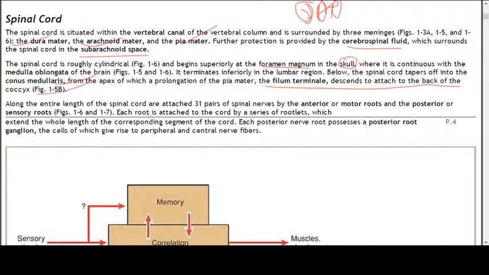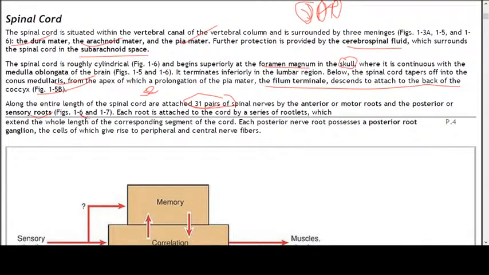Along the entire length of the spinal cord are attached 31 pairs of spinal nerves by anterior or motor roots and posterior or sensory roots. Very important to know this number: 31. There are 32 pairs of teeth and 31 pairs of spinal nerves. So along the entire length of the spinal cord are 31 pairs of spinal nerves, by the anterior or motor roots and the posterior or sensory roots.